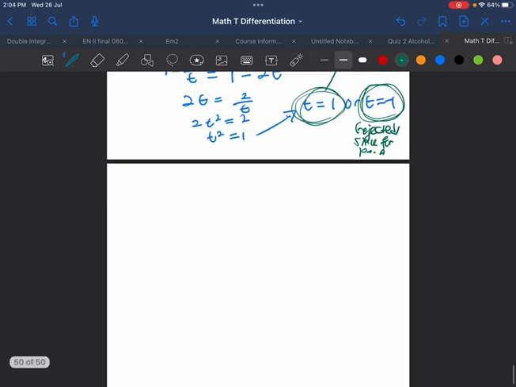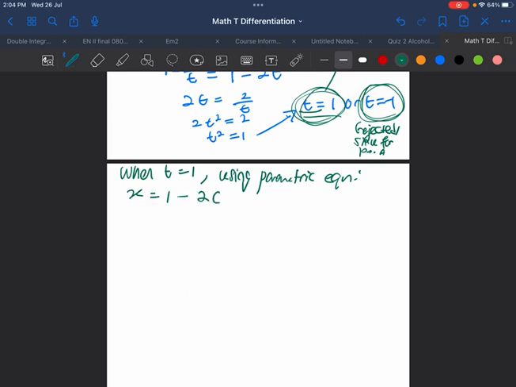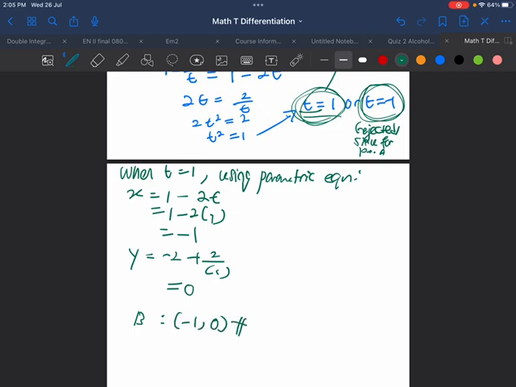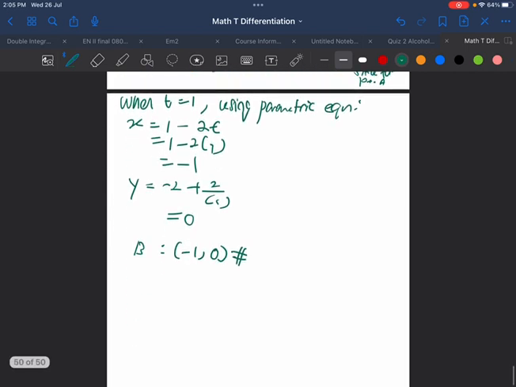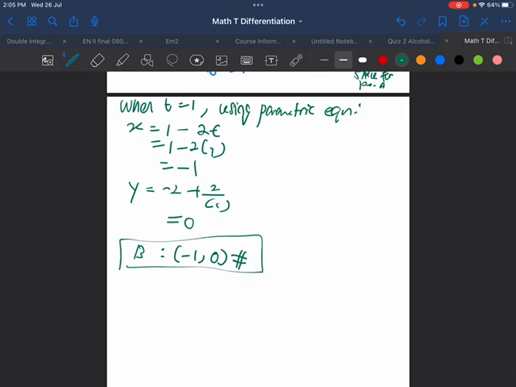So while we have the t for point B, we can find the coordinate of B when t equals 1. By using the parametric equation, we find x equals 1 minus 2t, which equals 1 minus 2 times 1, and we get -1, where y equals -2 plus 2 times 1, and we get 0. So the point B is actually (-1, 0). So here is how we find the intersecting point of point B. So here is the answer.